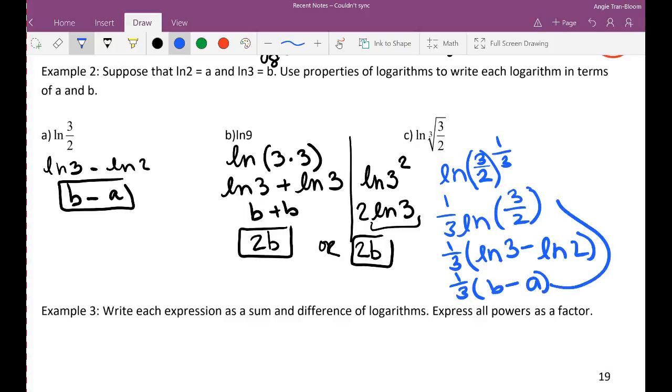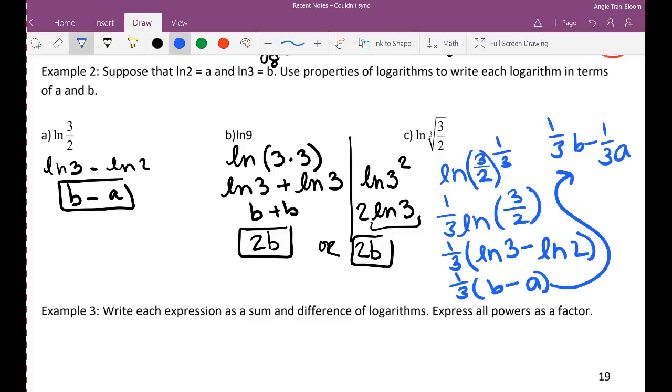Good. And then that just becomes 1/3 b minus 1/3 a. You guys agree? You can technically keep the last line that we have there. I'm fine with that. You can distribute. You can put b minus a all over 3. Any one of those 3 will be fine.